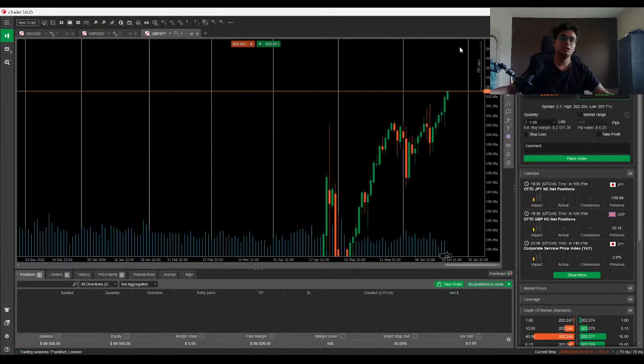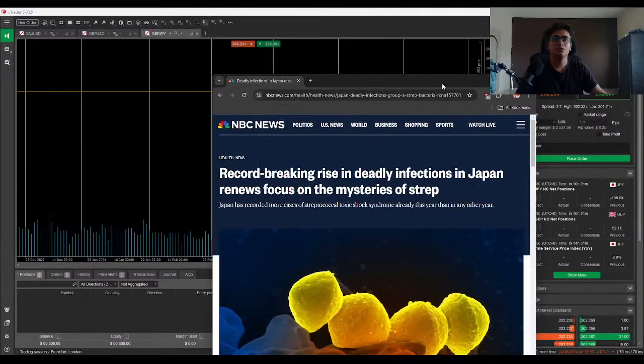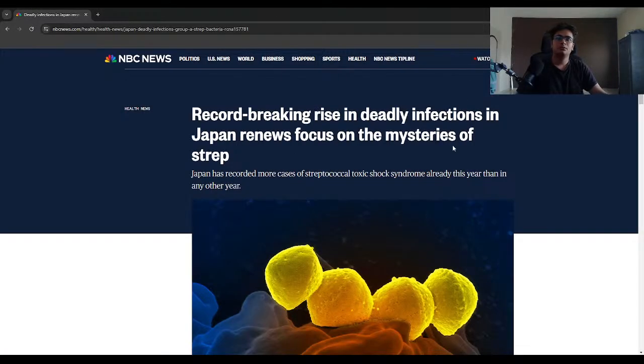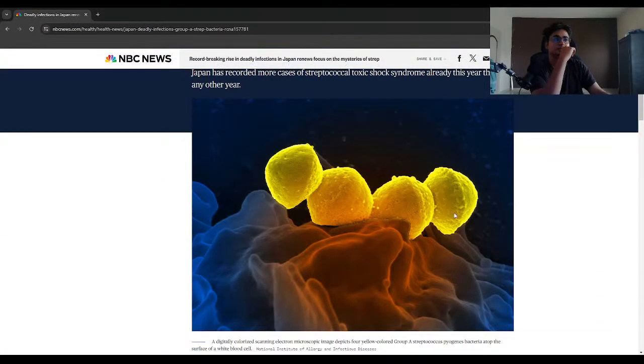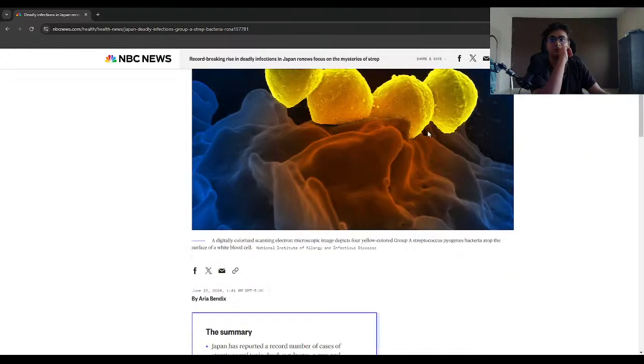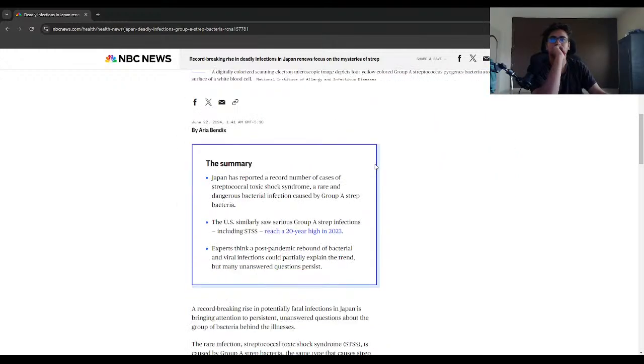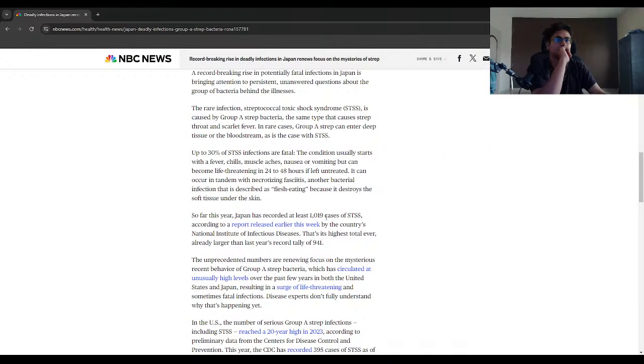GJ is continuously being bullish. If you have not seen the news, there is this thing going on in Japan: a rise in a deadly infection, according to Japan news records. This is a really, really bad thing. This bacteria eats your organs. It was just recently found, with around 1,000 cases in Japan and some in Sweden and France.